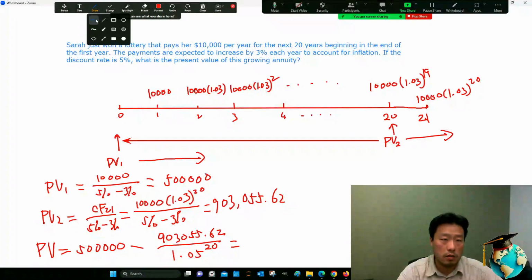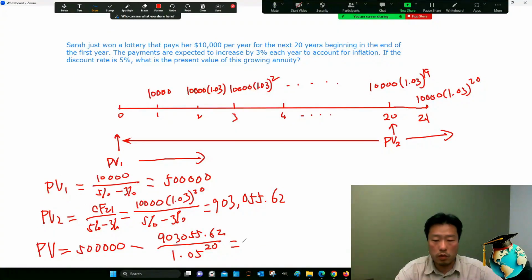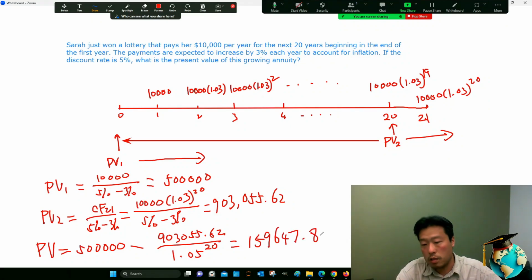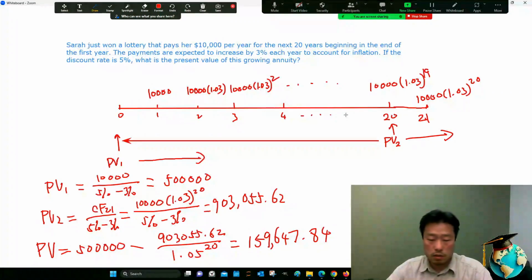You can check the answer with your calculator. The answer I got would be $159,647.84. Notice that the answer is exactly the same as the answer we just calculated with the long formula. Well, this involves less calculation and it's simpler.